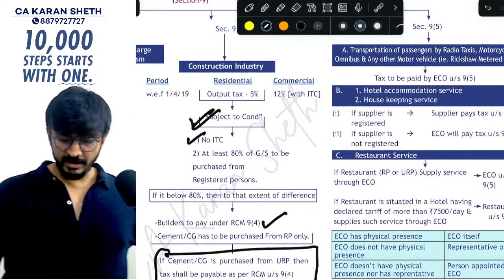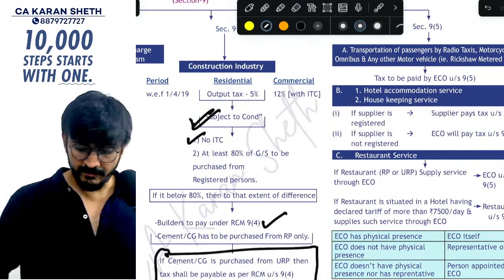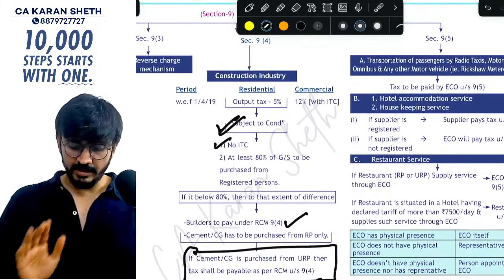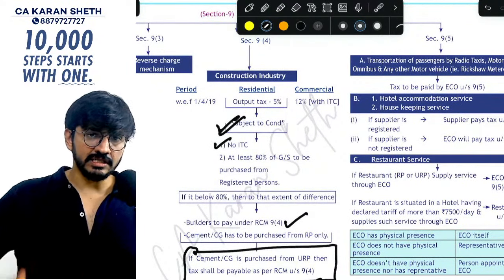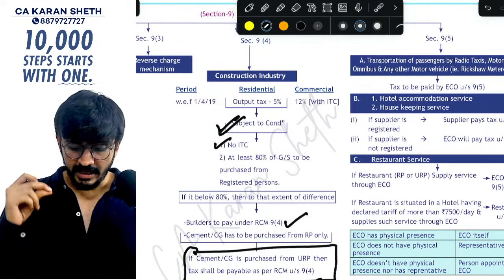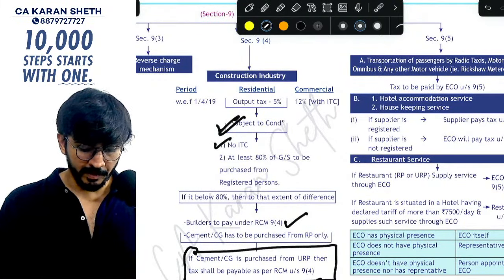Okay, now next, the last one. Section 9 subsection 5, my dear friends, very simple. That is as per ECO, the e-commerce operator. In 9 subsection 5, the e-commerce operator pays the tax.